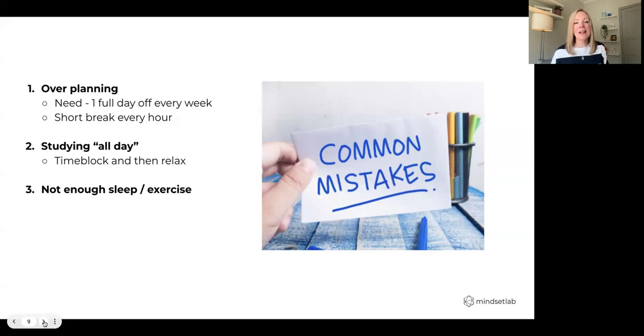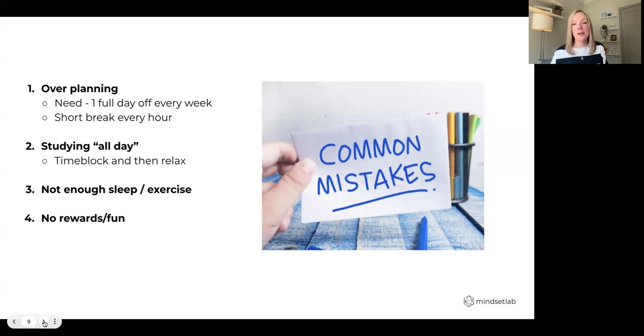Not enough sleep and exercise. I'm not going to say too much on this. I've made other content that's talked a lot about this. These are basics, but if we want to do well at exams, we want to be brilliant at basics, especially not getting enough sleep. Huge problem. We want to make sure we sort that out.